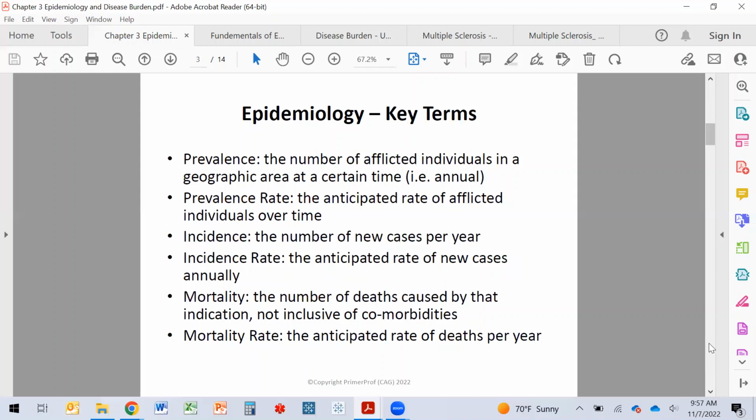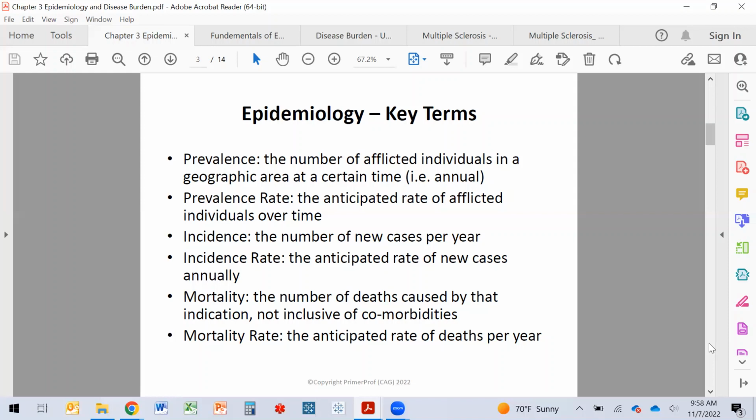Some of the key terms that we use constantly in indication analysis and forecast modeling are the following. Prevalence means the number of afflicted individuals in a geographic area at a certain time. Usually it's annual, right? That's basically the number of cases that are out there. The prevalence rate is a rate of afflicted individuals over time. That could be a percentage of the population.